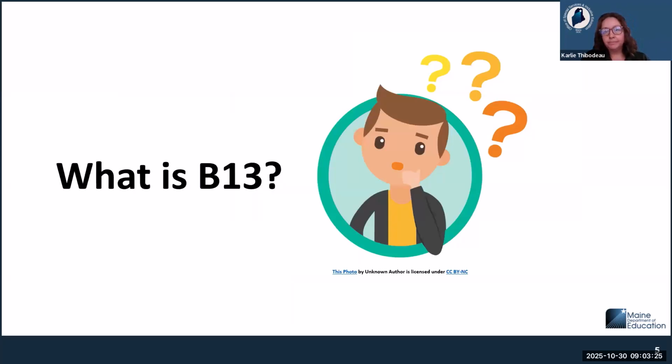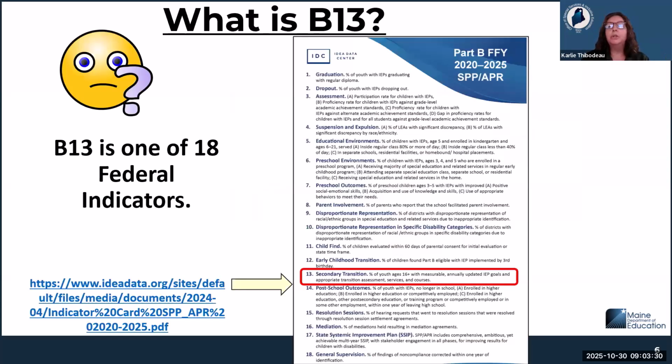So what is B13? Now we are talking about this as transition planning, and that's really what it is. But the reason we look at this specific piece as part of our position on the supervision and monitoring team is because it is a federal indicator. And what that means is there are these 18 indicators that need to be reported to the federal DOE or OSEP, the Office of Special Ed Programs. And so this is number 13 in that list, and it's from Part B, so that's why it's called B13. And so it's all about those secondary transition plans for those high school students.